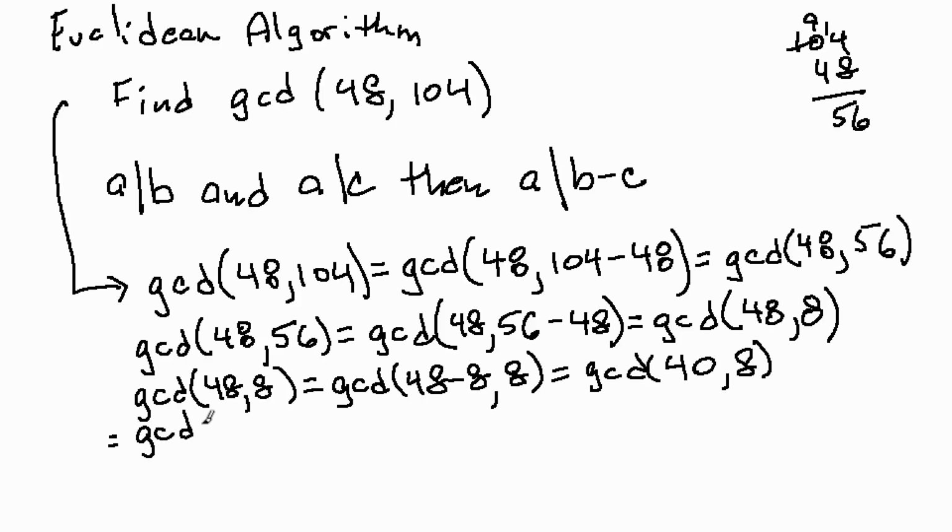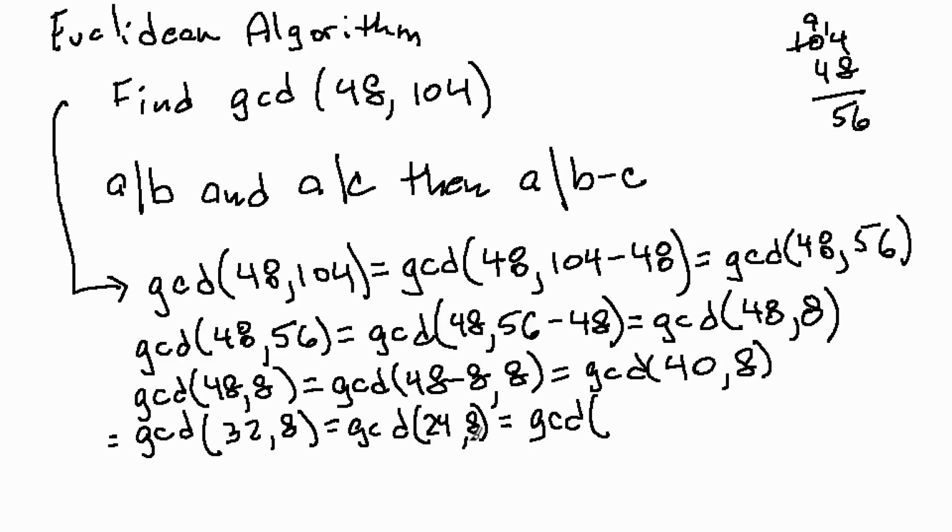That's equal to, and I'm going to skip some steps here now because I think you're starting to see the pattern, the GCD. I'm going to go 40 minus 8. That's going to be 32, 8. And that's equal to the GCD of 32 minus 8, that's 24, 8. And that's equal to the GCD of 24 minus 8, that's 16, 8. And I'm going to subtract 8 from 16 again, and I get the GCD of 8, comma 8.